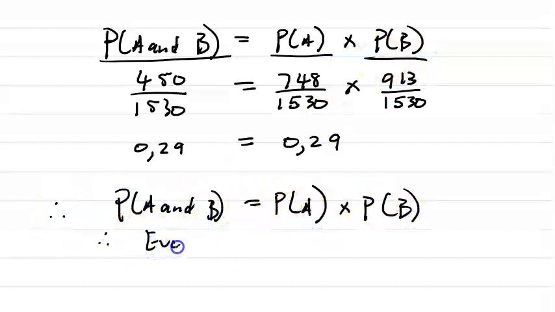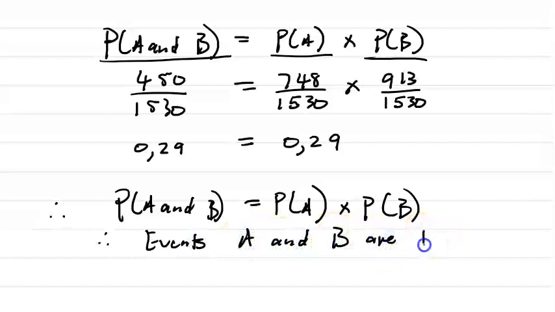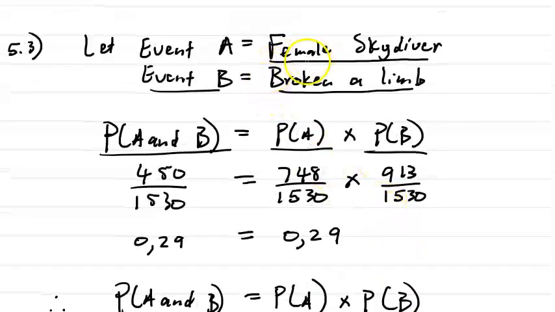So events A and B are independent, which means that being a female skydiver is independent of having a broken limb.